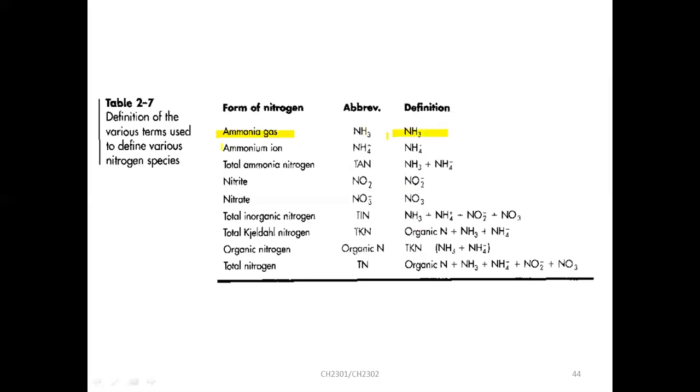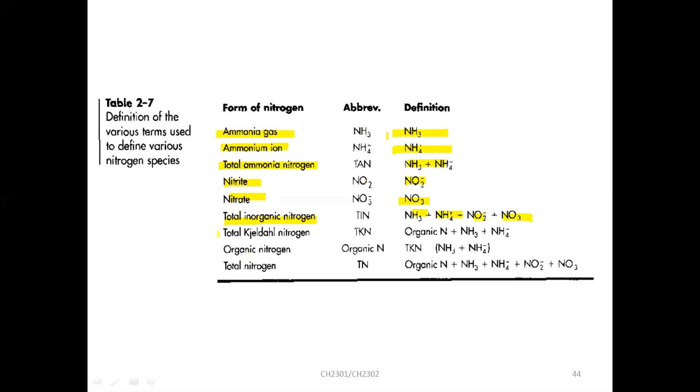So if there is ammonium ion, that means it is the NH4 plus ion. Total ammonia nitrogen means the summation of ammonia and the ammonium ion. Nitrite means NO2 minus, nitrate means NO3 minus. Total inorganic nitrogen means ammonia, ammonium ion, nitrite, and nitrate.